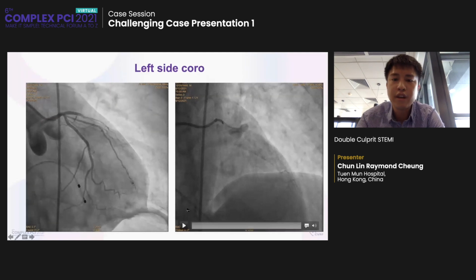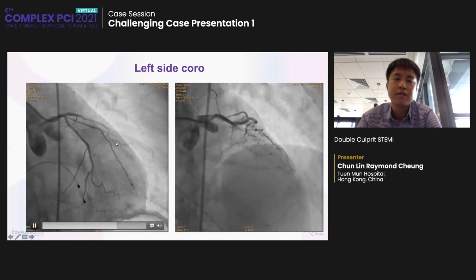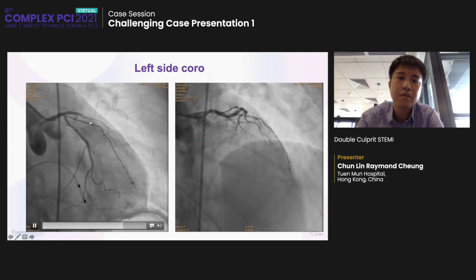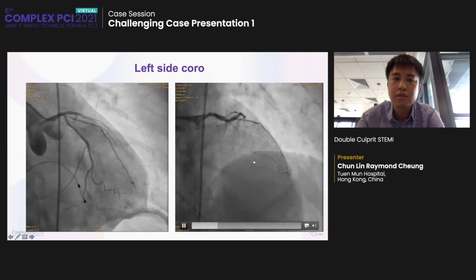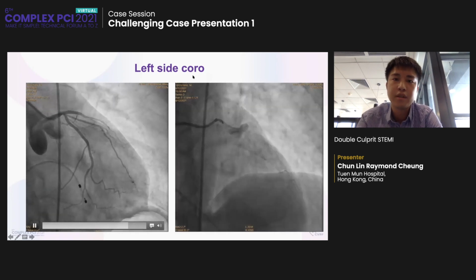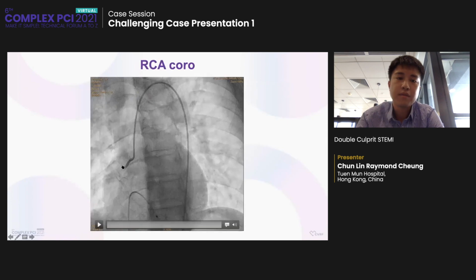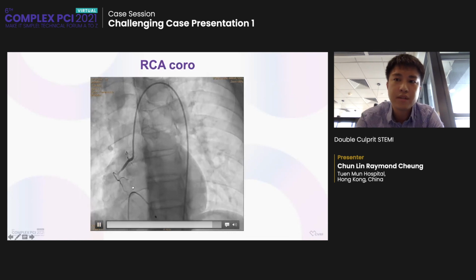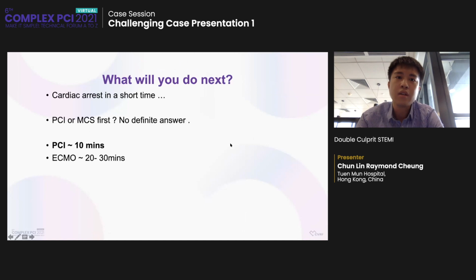This is the coronary angiogram of the left system. We can see that there's a total occlusion over the LAD. There's also some minor disease over the circumflex artery and also the left main artery. This is the coronary angiogram of the right system. We can see another total occlusion at the mid-RCA. So in summary, our patient has a difficult situation where he has total occlusion involving both LAD and RCA.